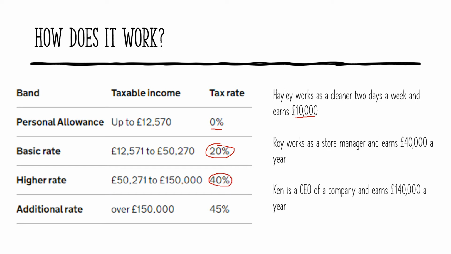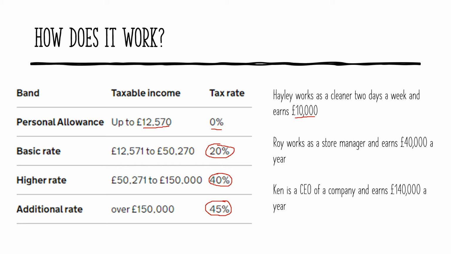And then, for those who are earning over £150,000, you'll pay 45% on everything that you earn above £150,000. So, Roy works as a store manager and earns £40,000 a year. He's entitled to that without paying any income tax whatsoever. And then the other, whatever that is, roughly £25,000, you'll pay 20% on.